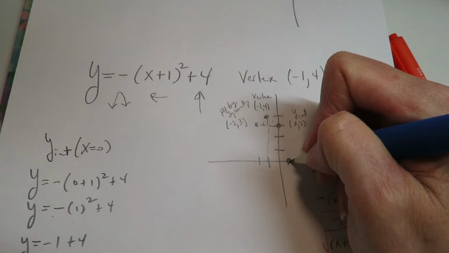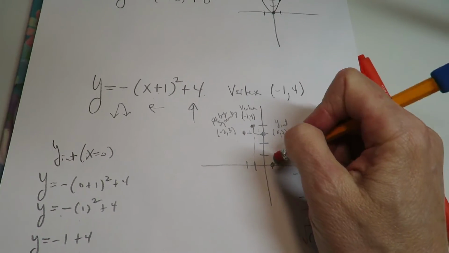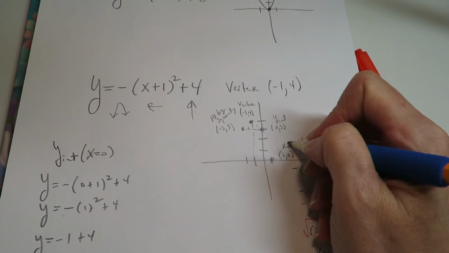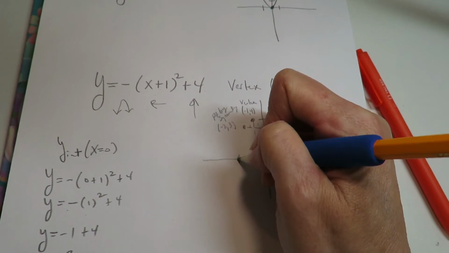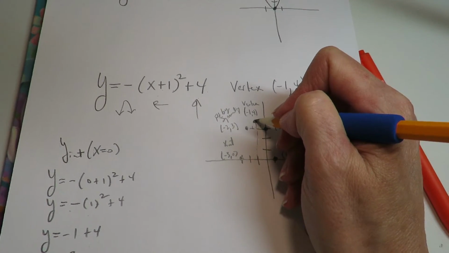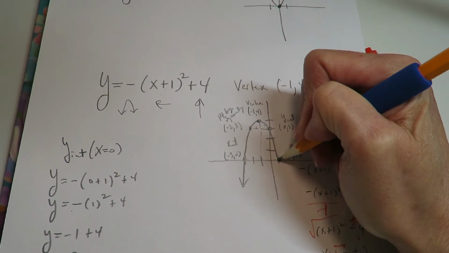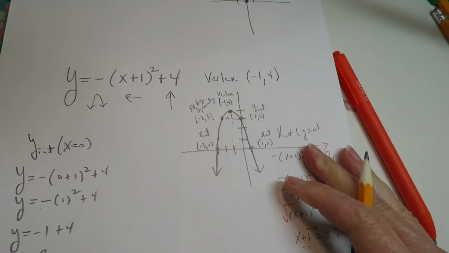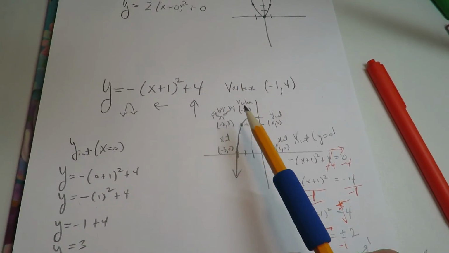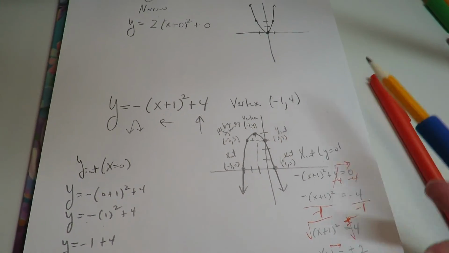All right, so (1, 0) is here, and (-3, 0) is here. And let me draw that. Okay, and we get that lovely looking parabola. So again, this parabola is face down, shifted to the left 1 unit. As you can see, the vertex is moved off the y-axis, and then it's pushed up 4 units.